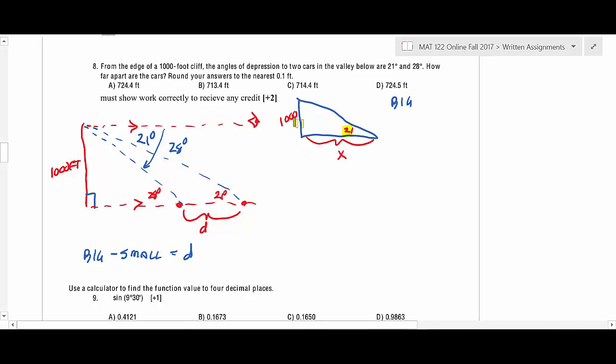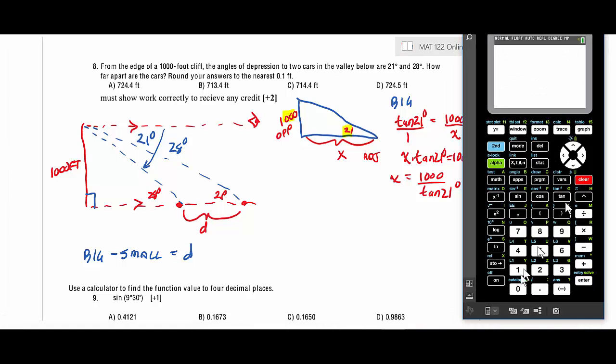So if you talk it out, what you have is opposite over adjacent. So that's a tangent. So what we're going to do is solve the equation tangent of 21 degrees is equal to opposite 1,000 over adjacent x, and then we can solve that by cross multiplying. So that would give x times tangent of 21 degrees is equal to 1,000. You could now divide both sides by tangent of 21, so you'd have x equals 1,000 over tangent of 21. Okay, and then you can go to the calculator to do that then. So I'll just go 1,000 and then divide by tangent of 21.